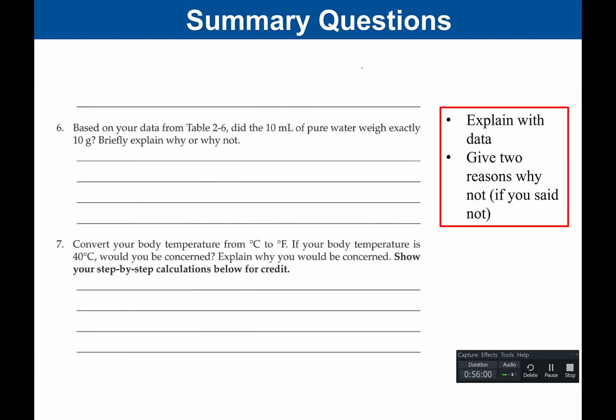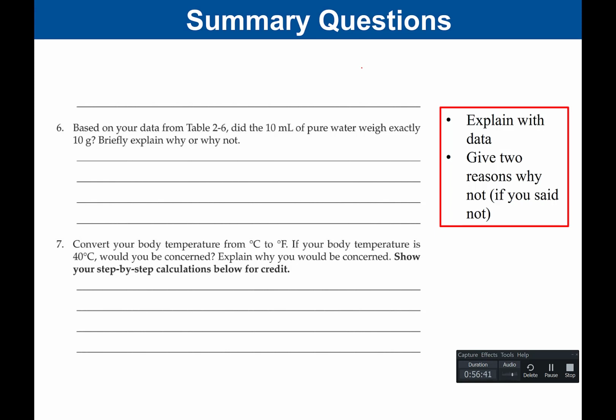So now, looking at our summary questions, I want to give you a little bit of feedback as to how to answer your summary questions. Question number 6, based on your data from table 2-6, did the 10 milliliters of pure water weigh exactly 10 grams? Briefly explain why or why not. So you want to make sure and explain with data. So if you said that the 10 milliliters of water did not weigh 10 grams, you should also include in there how much did it actually weigh?